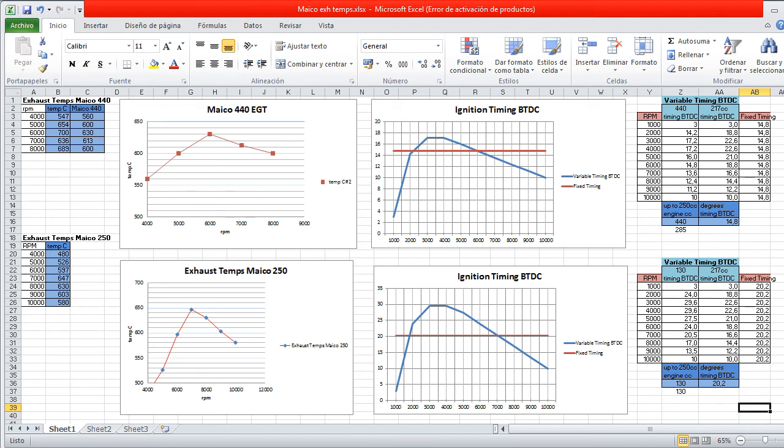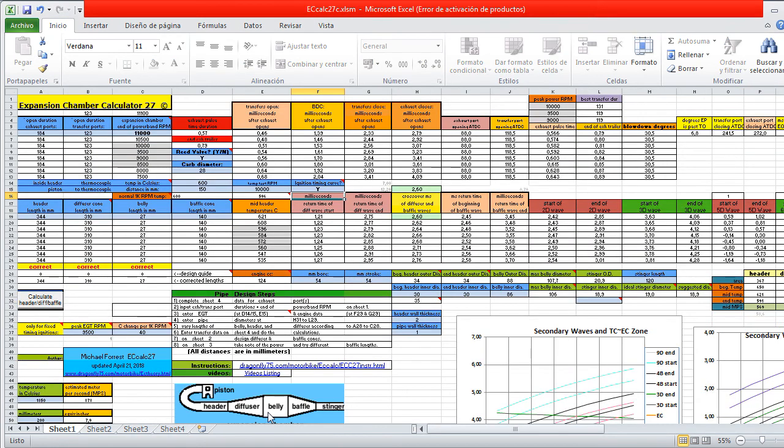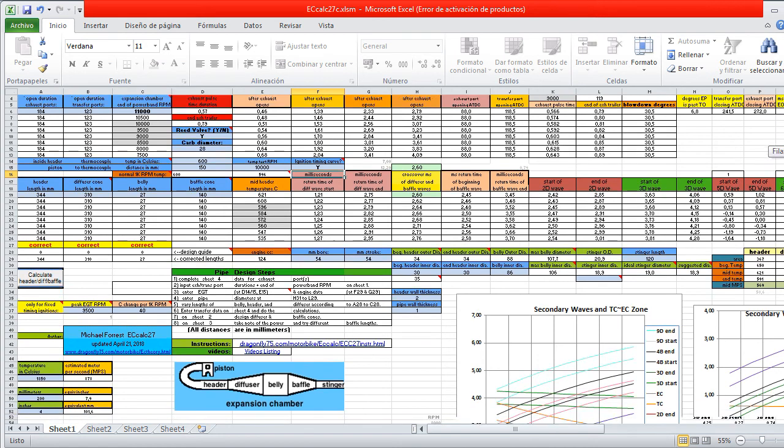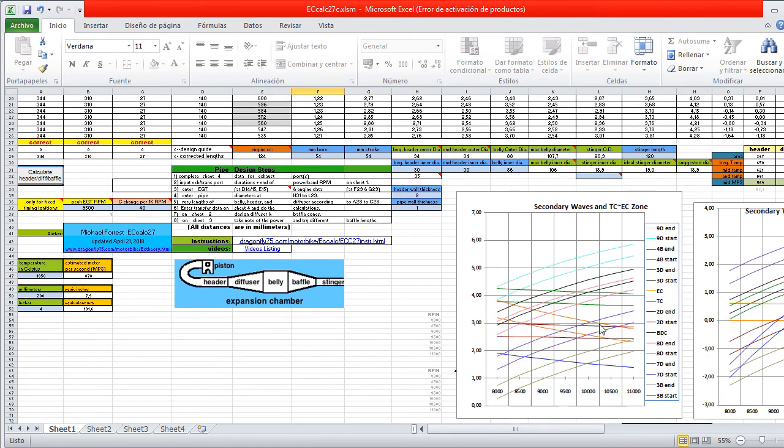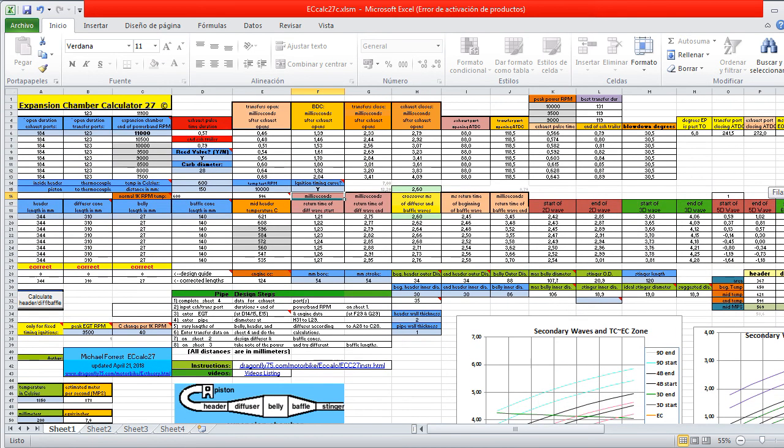So if you have a fixed timing bike, you have to measure the temperature. I don't think there's any way around it. I don't think guessing is going to get you anywhere, because there's a bit of precision involved here, and that's with the secondary waves. Where they cross these important bands is very important, and that affects your final power band. So that's one more step of inconvenience, but that's the way the cookie crumbles.